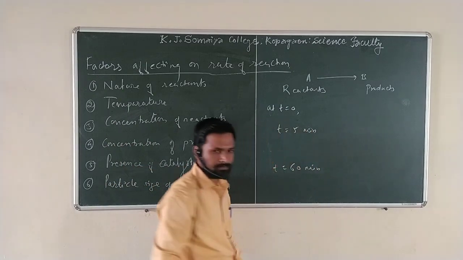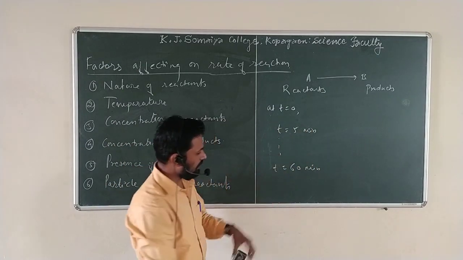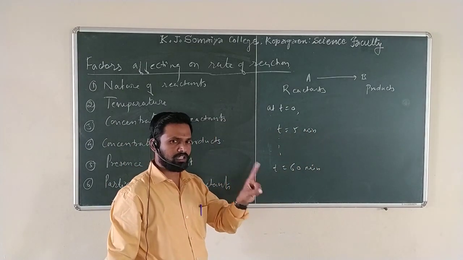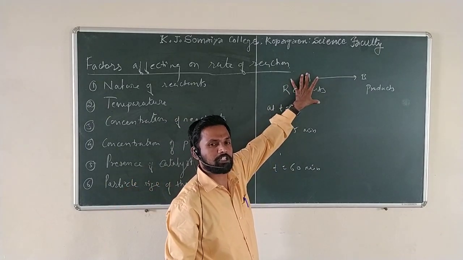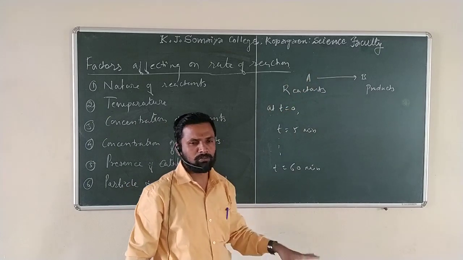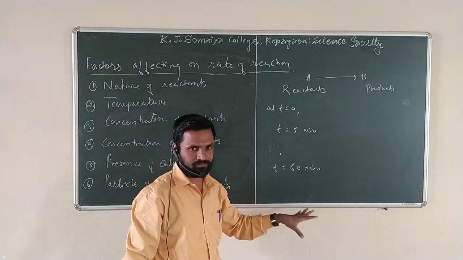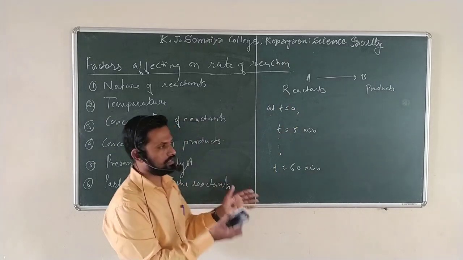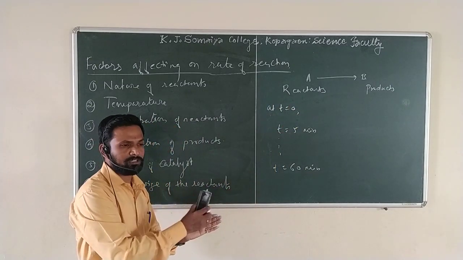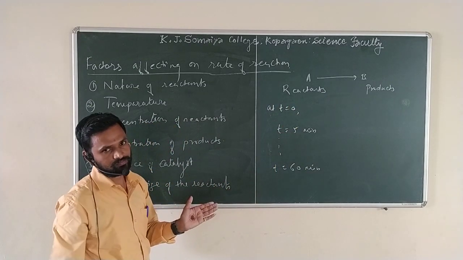As time equals 60 minutes, what will happen? After 1 hour, definitely the concentration of the reactants will decrease. Most of the reactants are used up. Now, the lesser the concentration, the fewer the collisions, which means the formation of the products becomes slow.